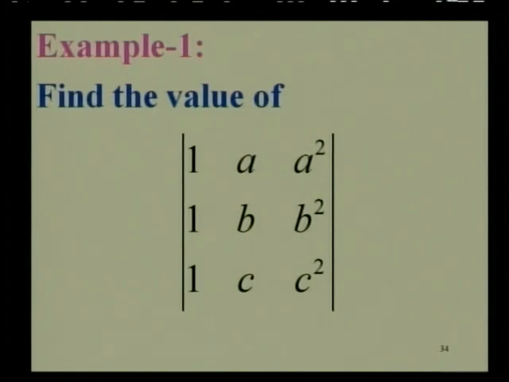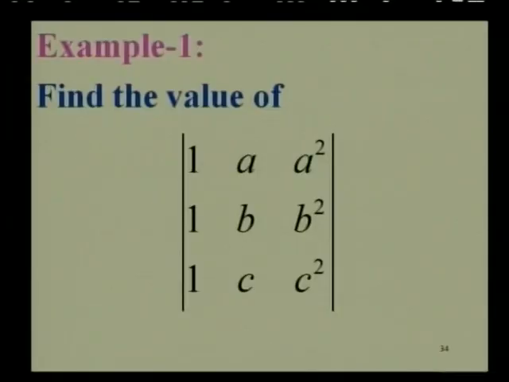The first example is 1, a square. You see on the screen 1, b square, 1, c square. Now this matrix A, if you take its determinant, then instead of brackets we have two vertical bars, and now you see on the screen the first two rows. Now 1, a square, 1, b square.